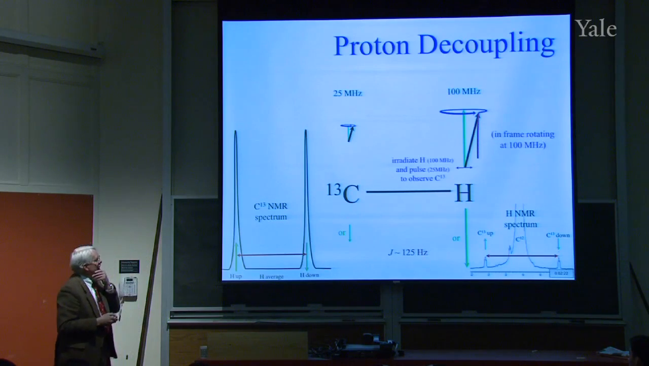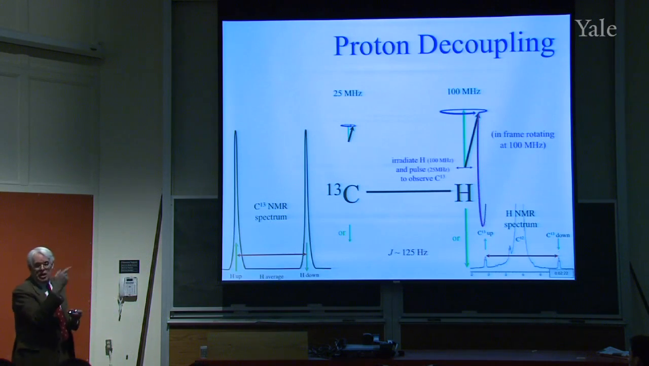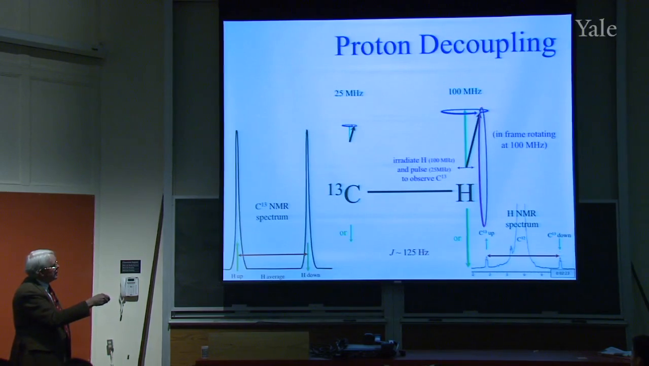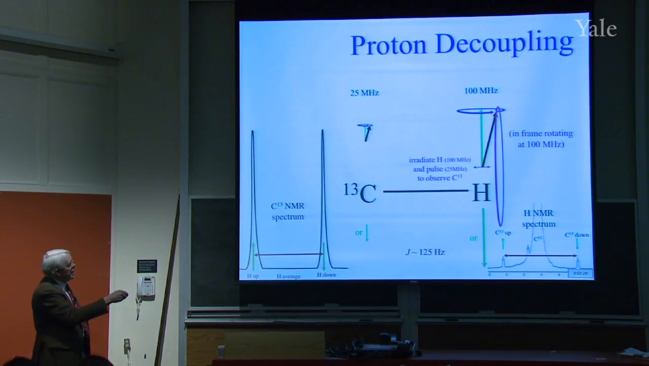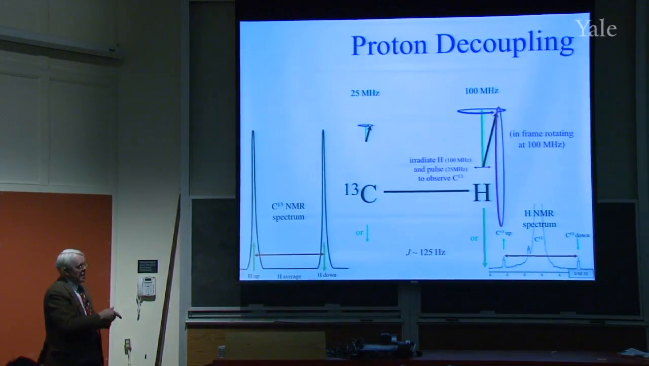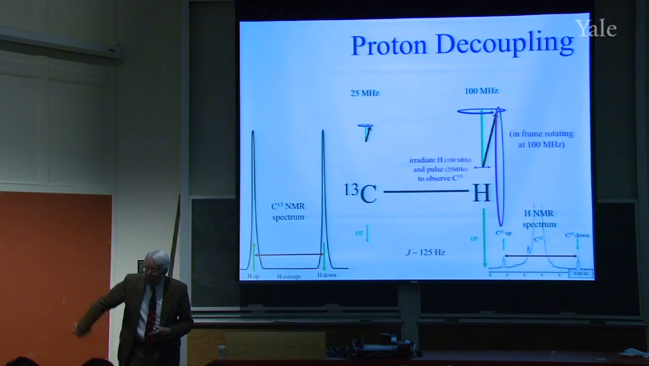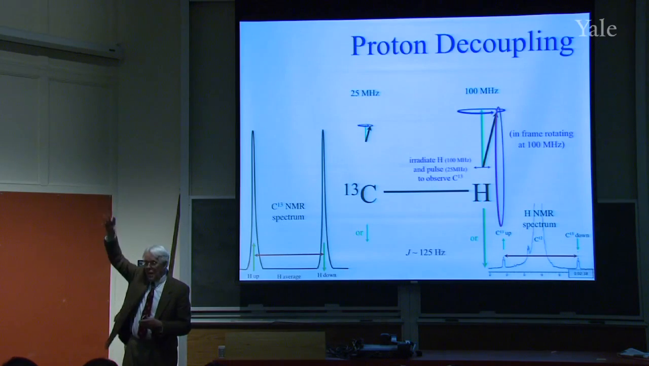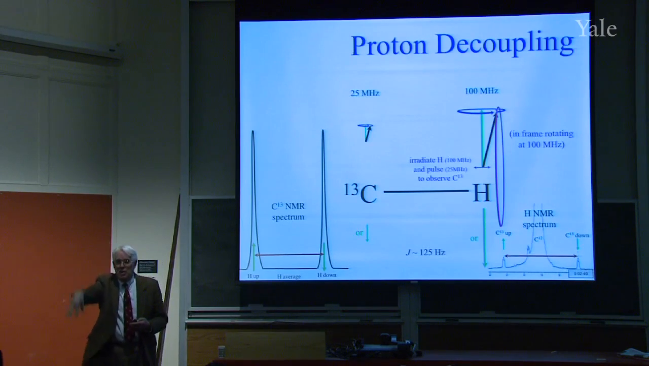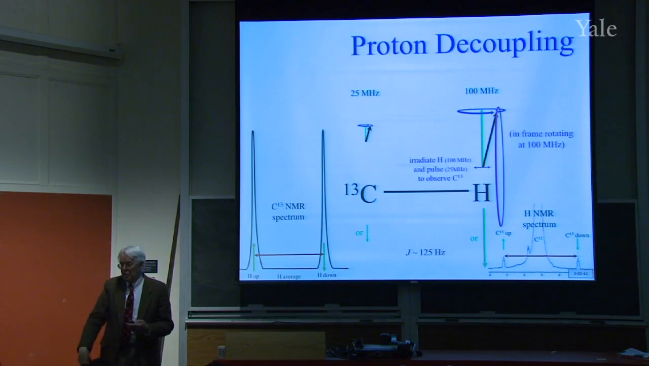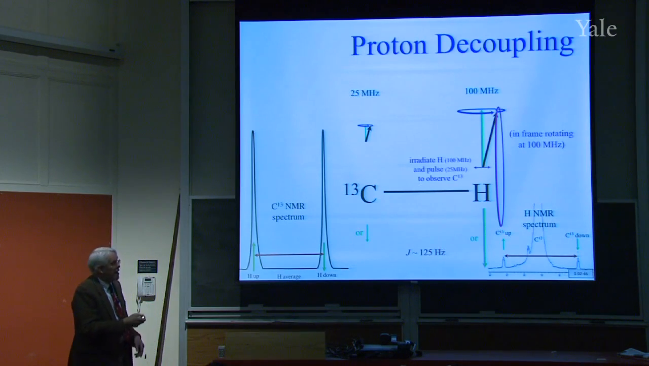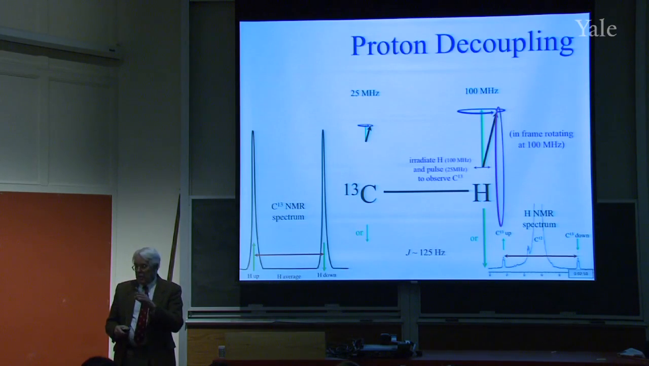Now, what effect does that have? If you were in a frame rotating at 100 megahertz, you'd see that this little 100 megahertz field is going to cause the hydrogens to precess like this, to go up, down, up, down, up, down. What determines how fast they go up and down? How fast they precess? It's how big this field is, how strong the field is. The stronger the field, the faster the precession.